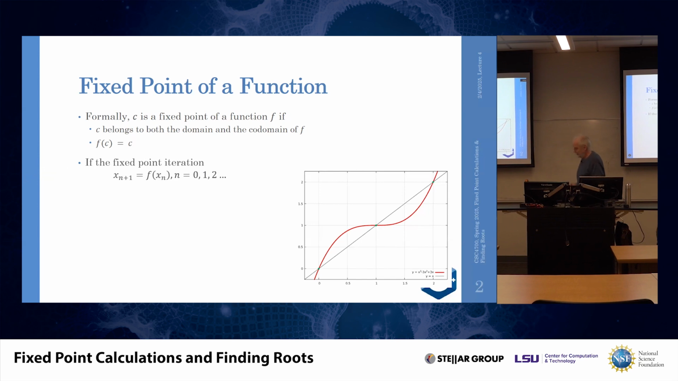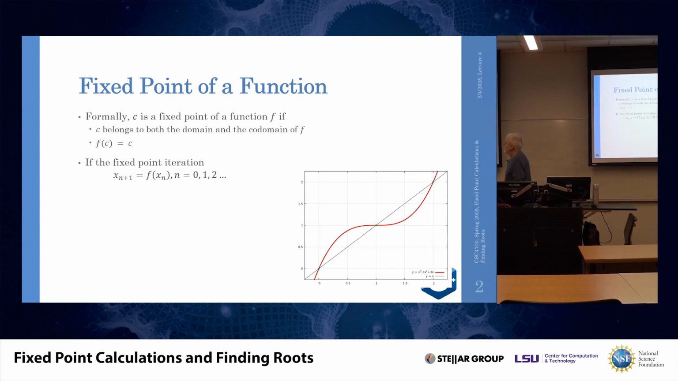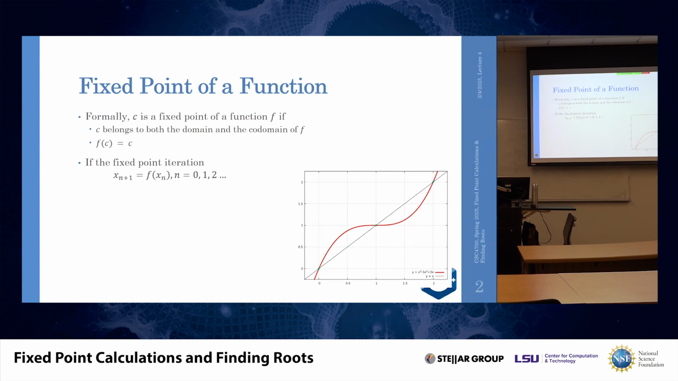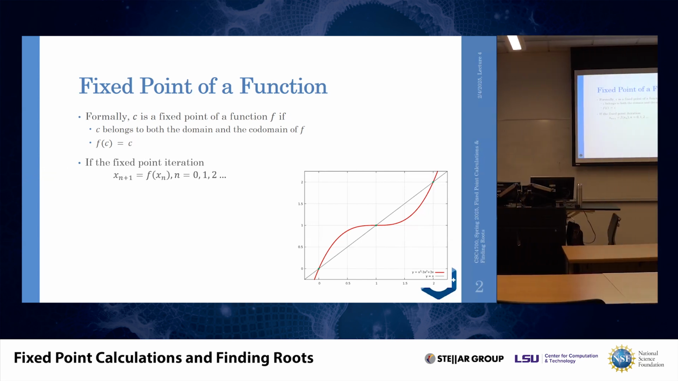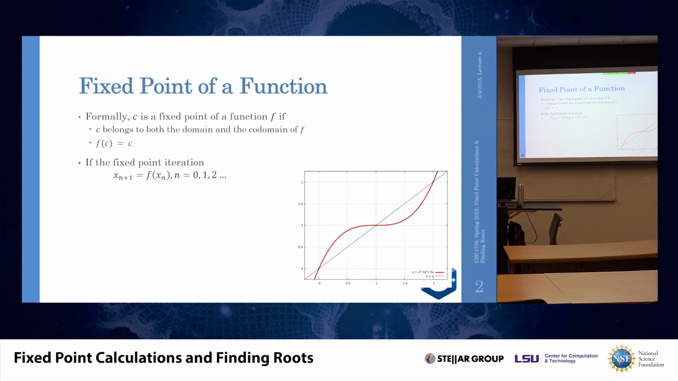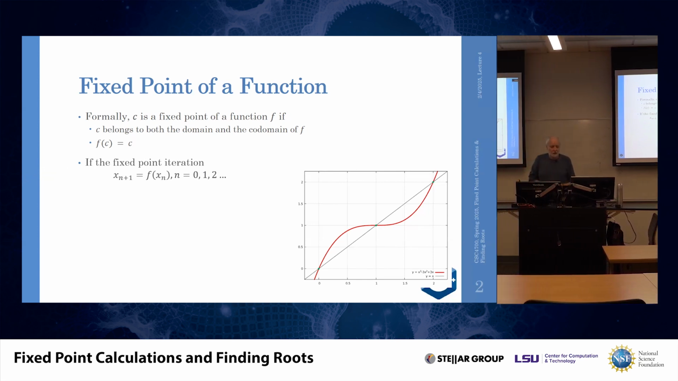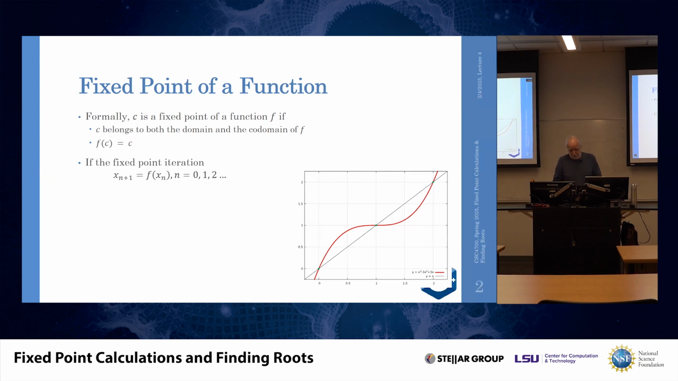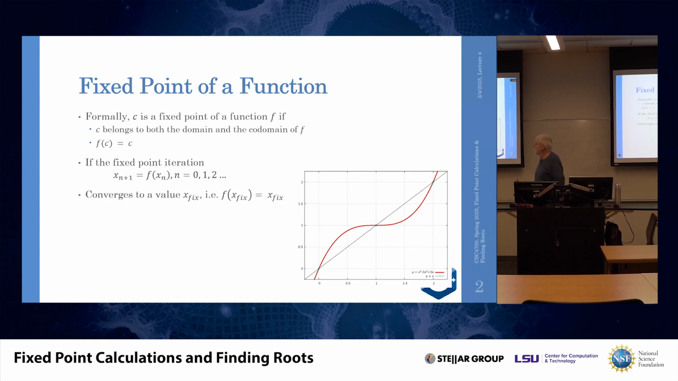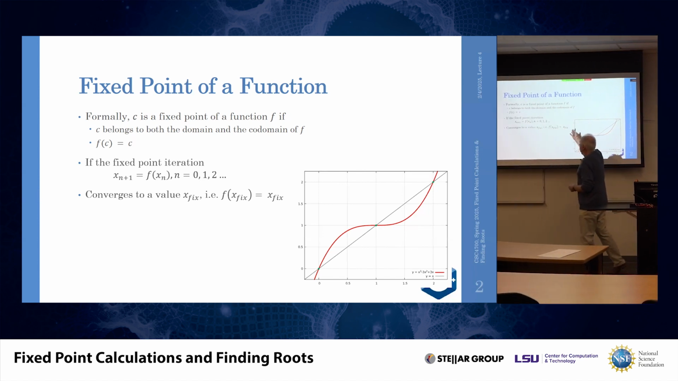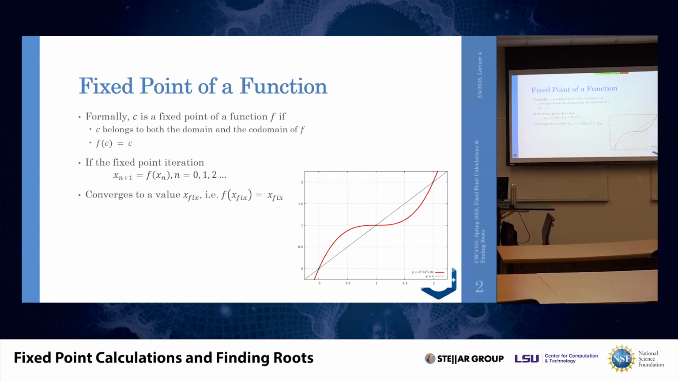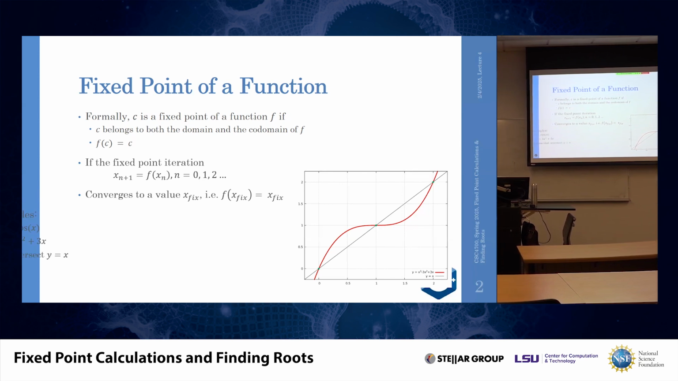Algorithmically, we calculate that by generating a sequence of numbers by calling f repeatedly on the previous value we got back from the previous invocation, for an arbitrary number of iterations. And if that converges to a value x fix such that the function returns the same value as its argument, then f of x fix is a so-called fixed point.